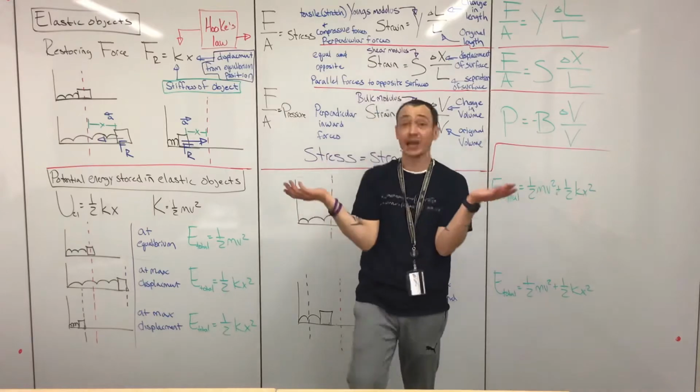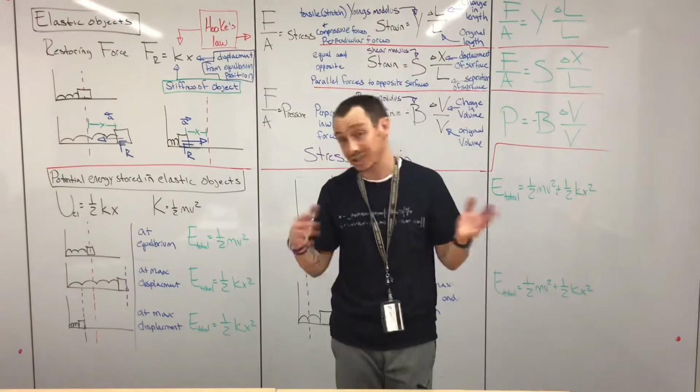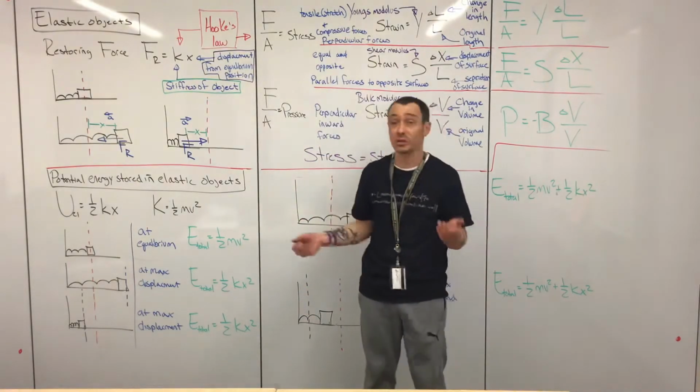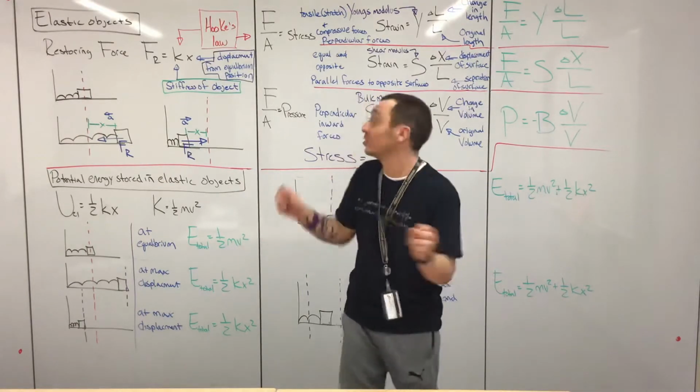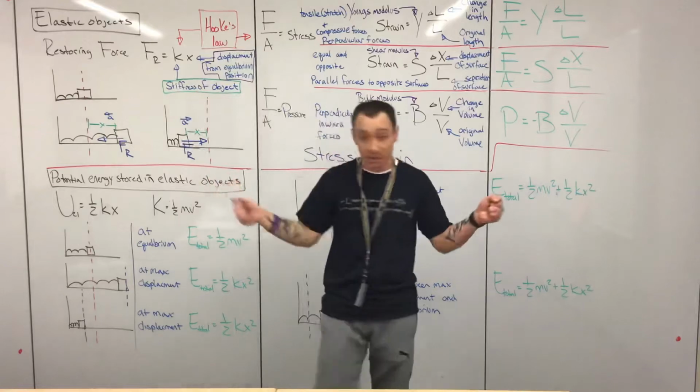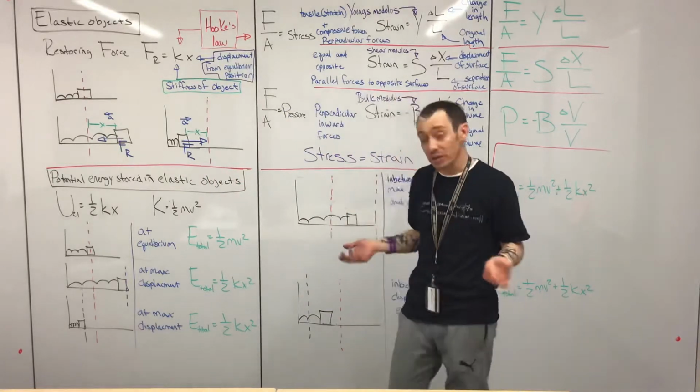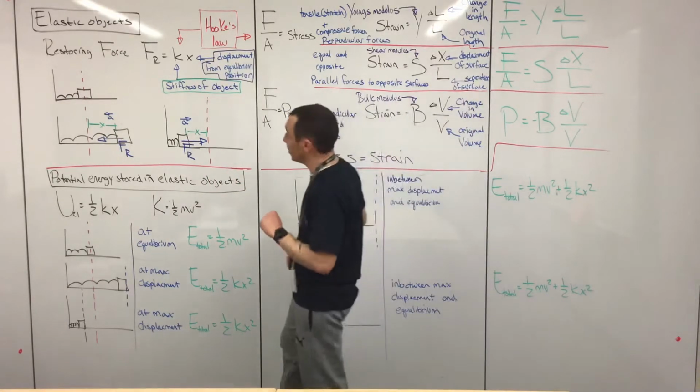Now, things that aren't elastic anymore are what we call plastic. That's where the word comes from. When things are no longer elastic, which means they don't have this restoring force bringing them back to their original shape, that's what we consider plastic. So just keep that in mind as well.